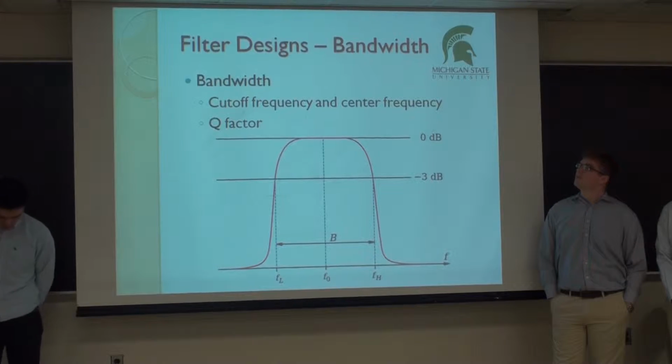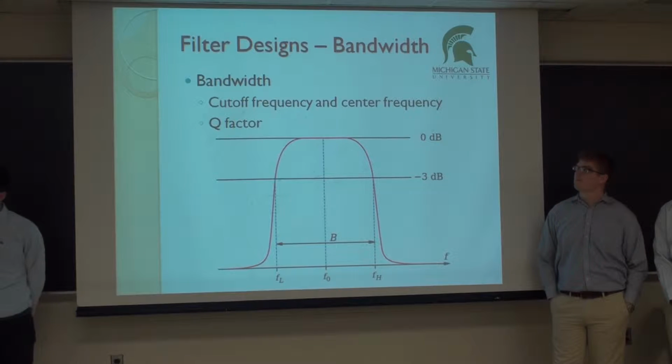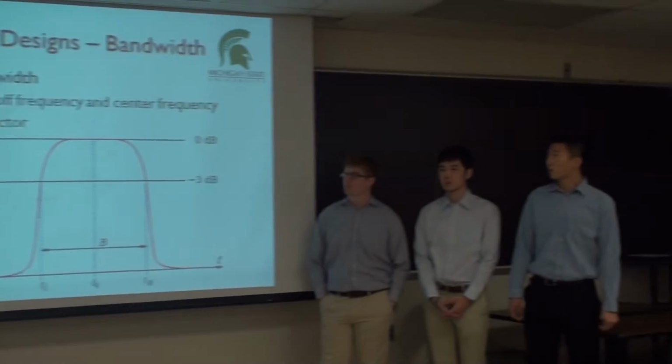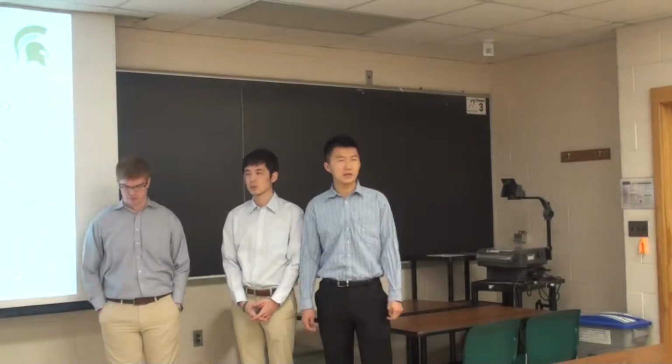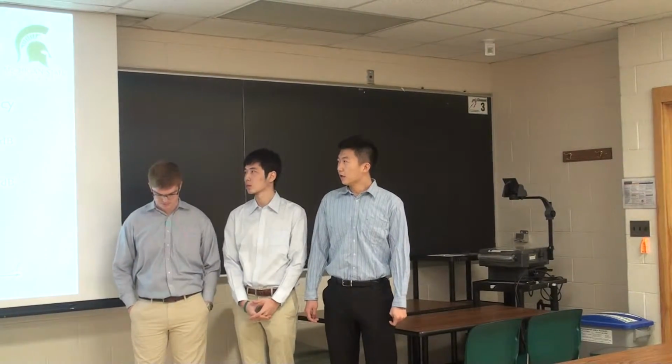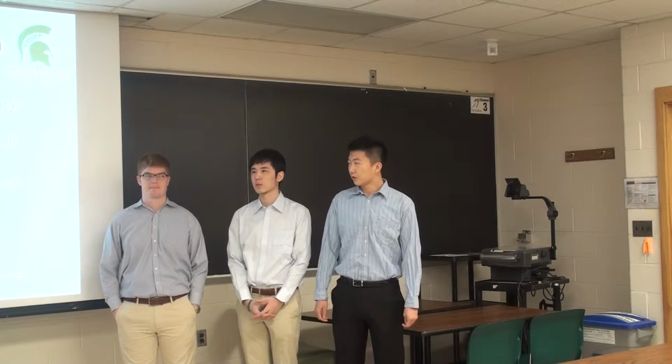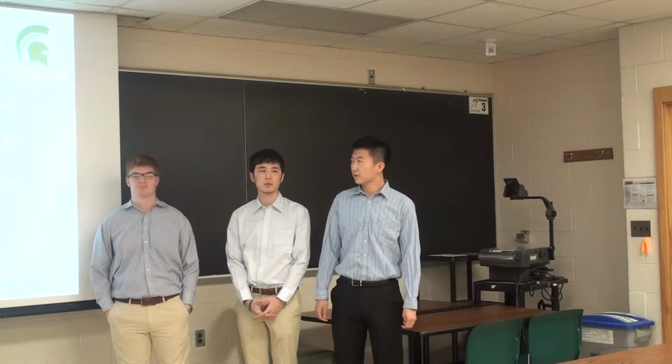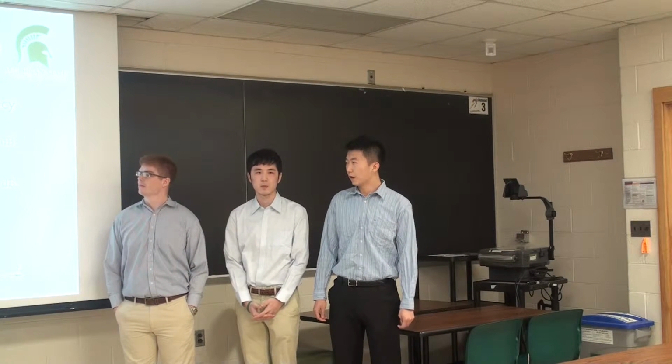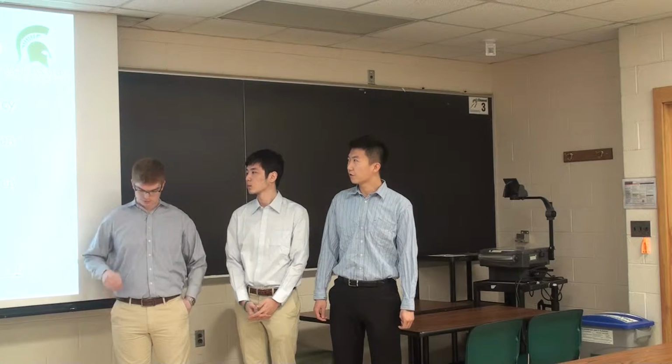The bandwidth of a bandpass filter is the difference between the lower cutoff frequency and the upper cutoff frequency in a continuous set of frequencies. And on the Bode plot, we can see the frequency range between FH and FL is the bandwidth, and in the middle is what we call the center frequency.